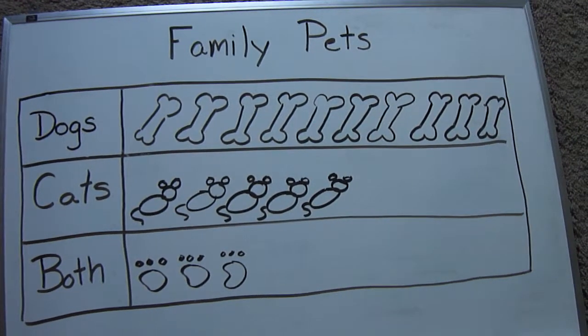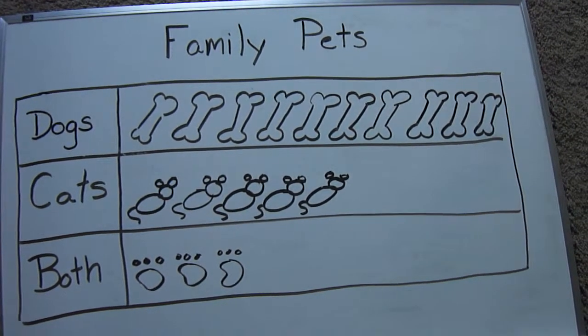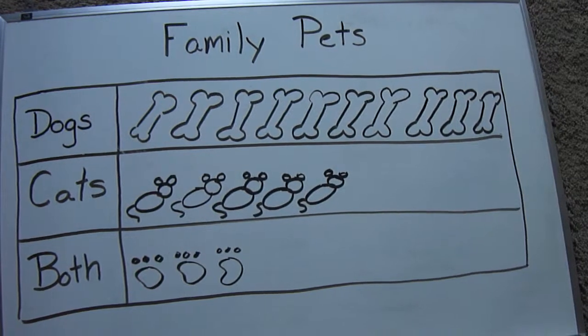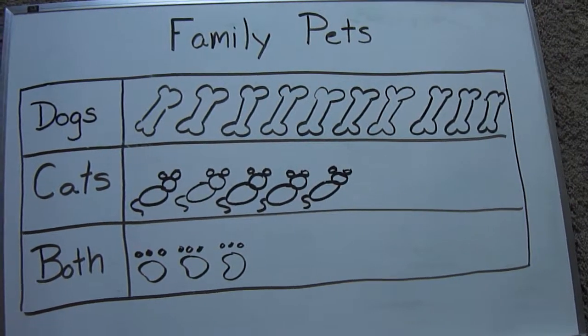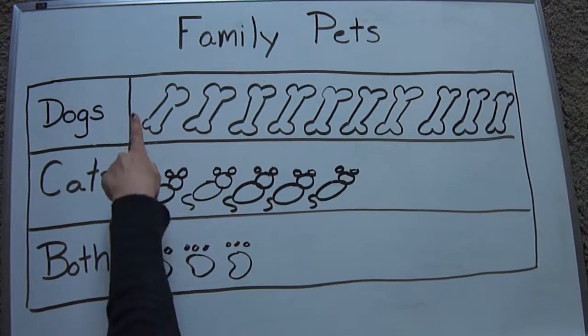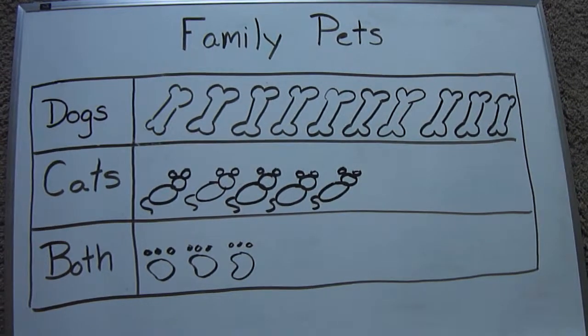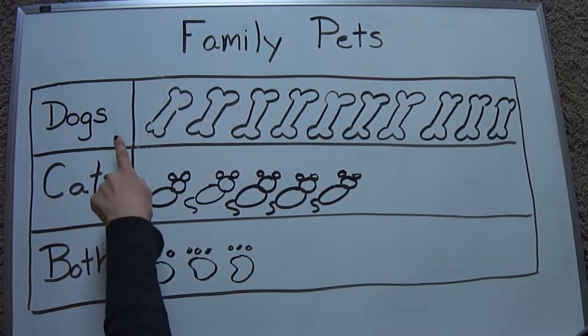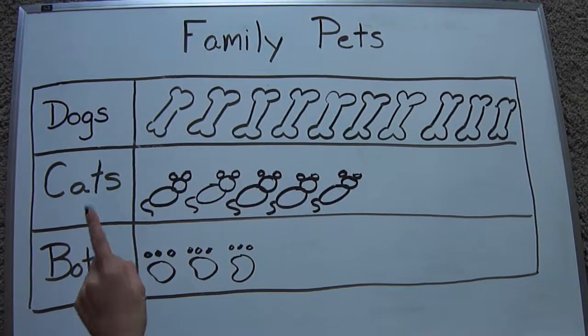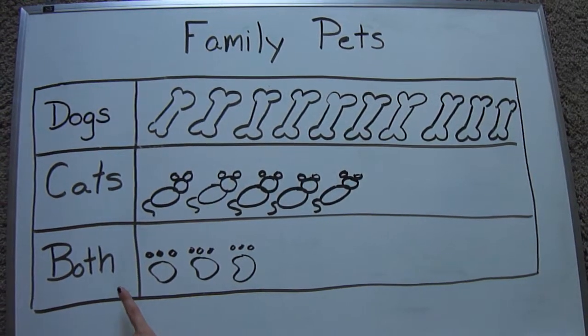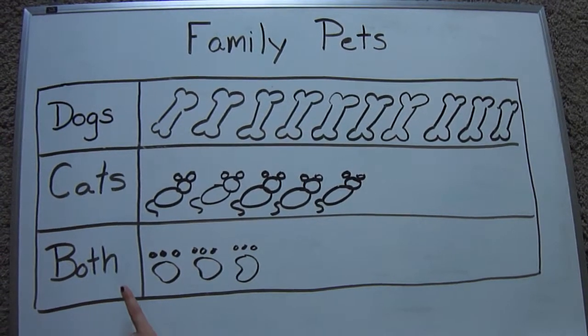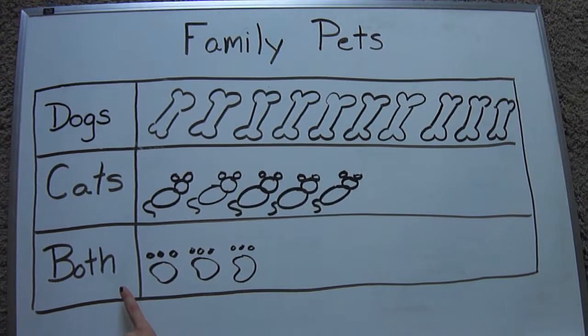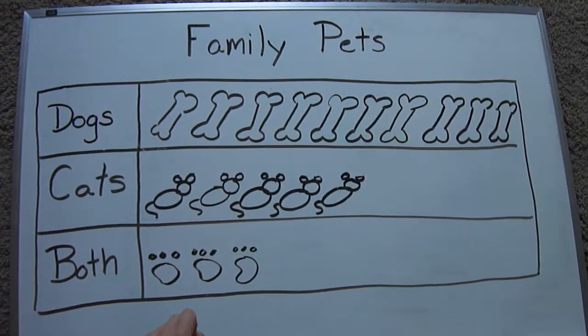I wanted to find out if more students in my class had dogs or cats as pets. I made this graph, and on the one side I listed the categories that I was going to pull. One category was named dogs, another was named cats, and the last category was titled both. This category meant that a student had both a cat and a dog as a pet.